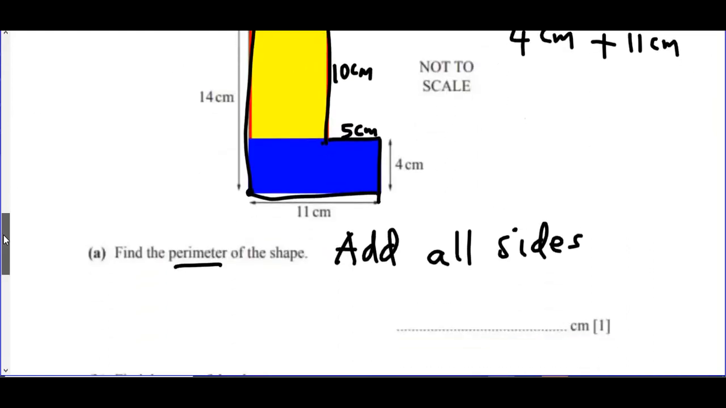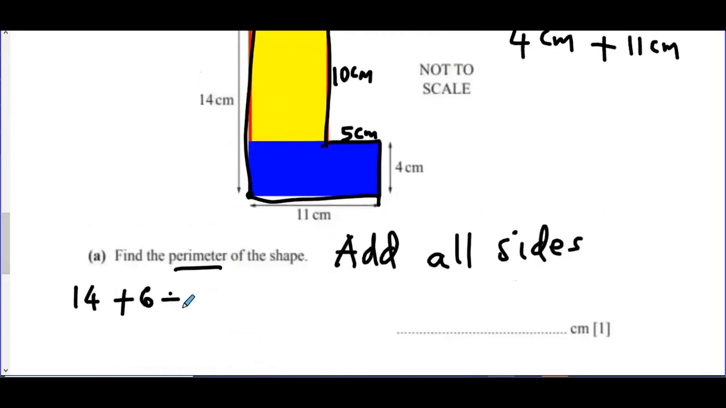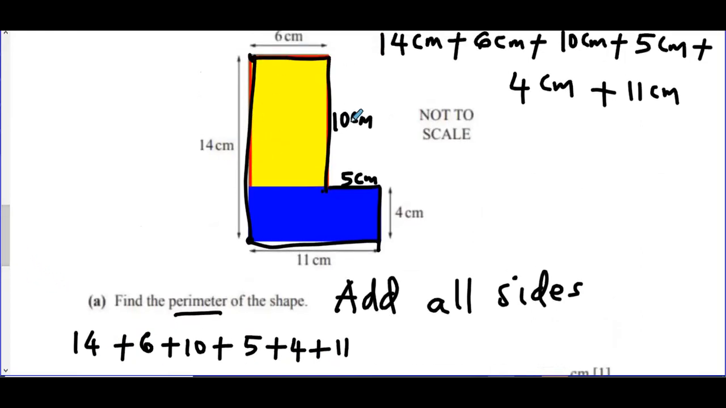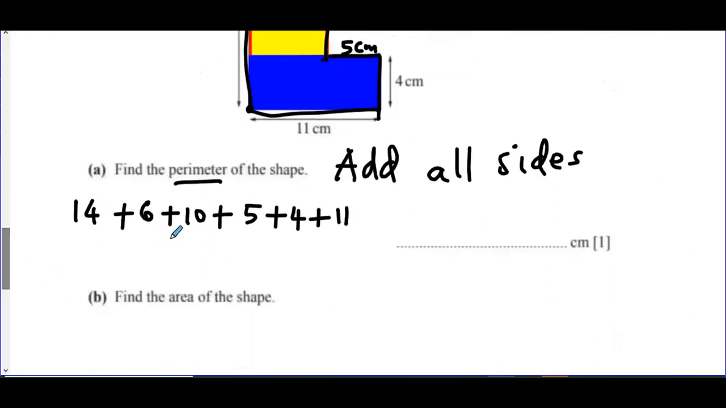Anyway, this calculation is supposed to be happening here. That you have 14 centimeters plus 6 plus 10 plus 5 plus 4 plus 11. How many numbers do I have? I have 1, 2, 3, 4, 5, 6. Now, when you add all those, let me check. 14 plus 6 is 20, plus 10 is 30, plus 5 is 35, plus 4 is 39, plus 11 will be 50. So the answer will be 50 centimeters.